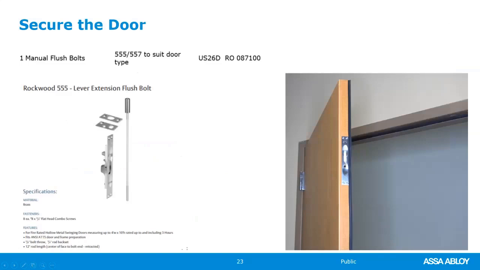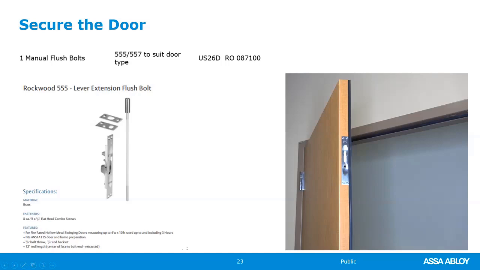The manual flush bolt, DHI, when they go through the format of a hardware set, you always secure the inactive leaf first. So the manual flush bolts are listed before the active leaf. In this case, we have one manual flush bolt, 555 by 557 to suit door type. The 555 is typically going to be for metal doors, and the 557 is typically for wood doors. The 557 would be mounted up here and wrap around the top of the door. A wood door company can machine the door for the 555, and that's what we ended up using.